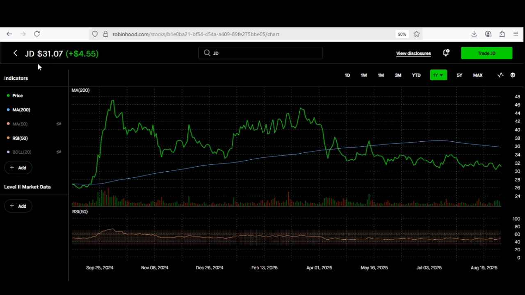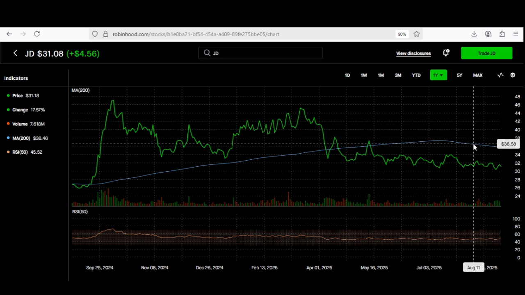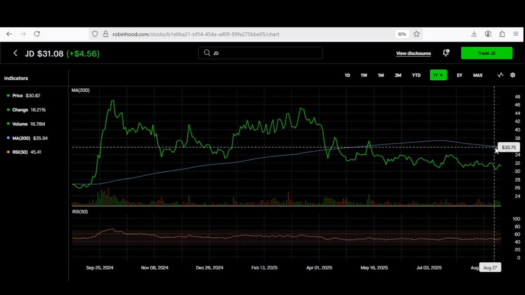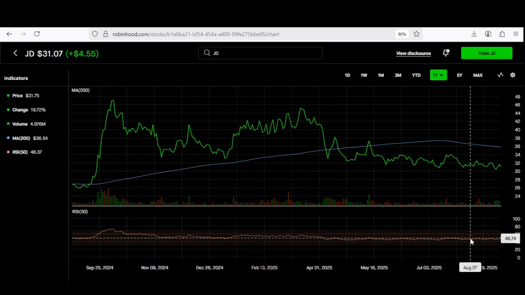Now, the share price of 31.07 is currently below the 200-day moving average, and the 200-day moving average gives us a price of around $35.75. The RSI right below, right here, is going to be around the 46, 47 range. The RSI is a momentum indicator which tells us if the share price is overbought or oversold. Now this stock is right smack at the 50 RSI, so this is a pretty decent RSI.